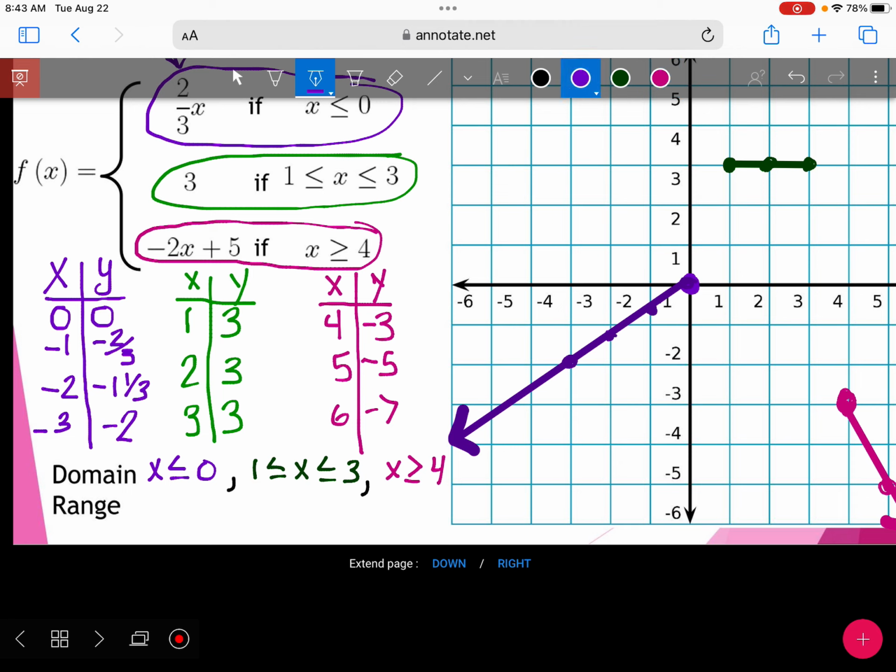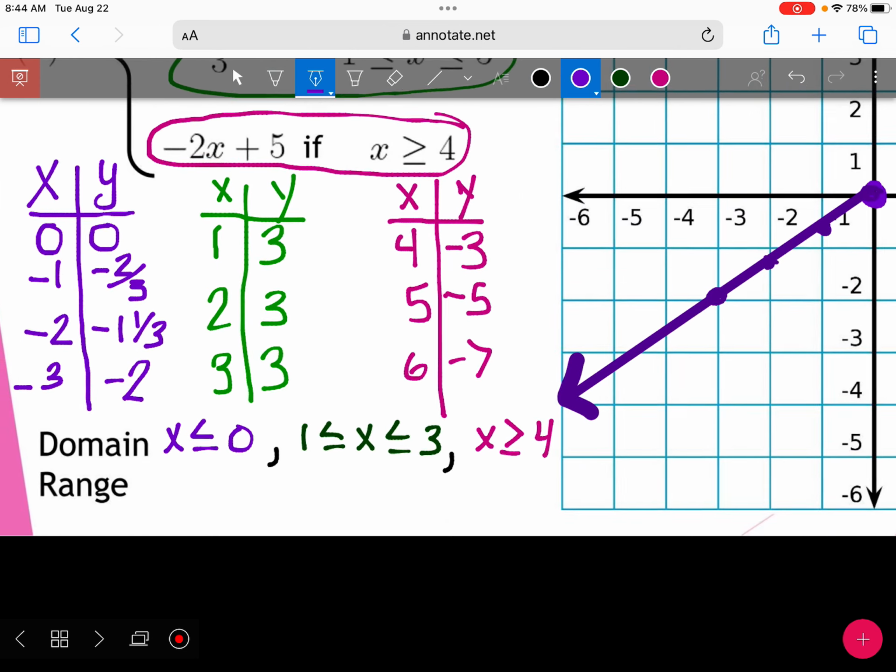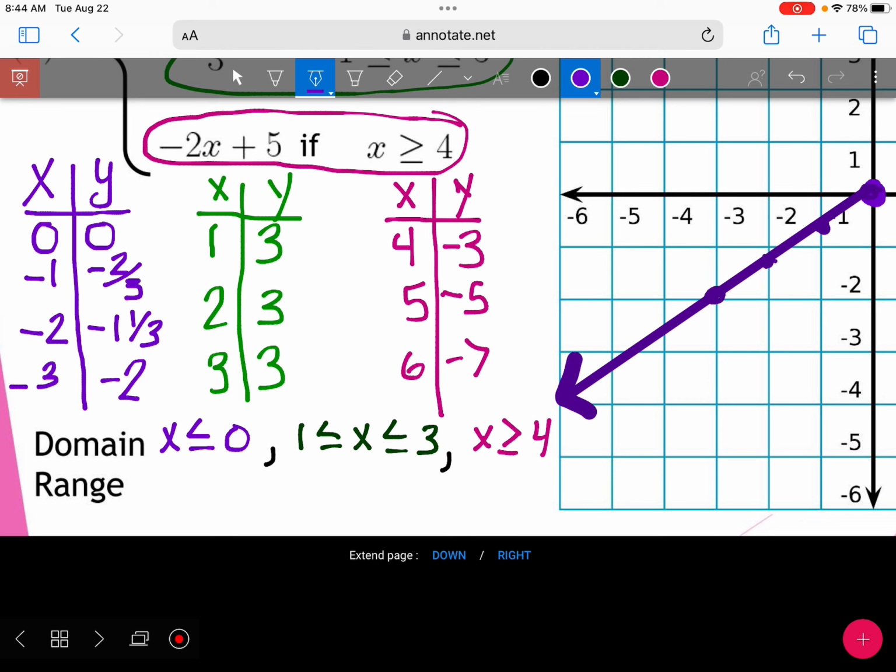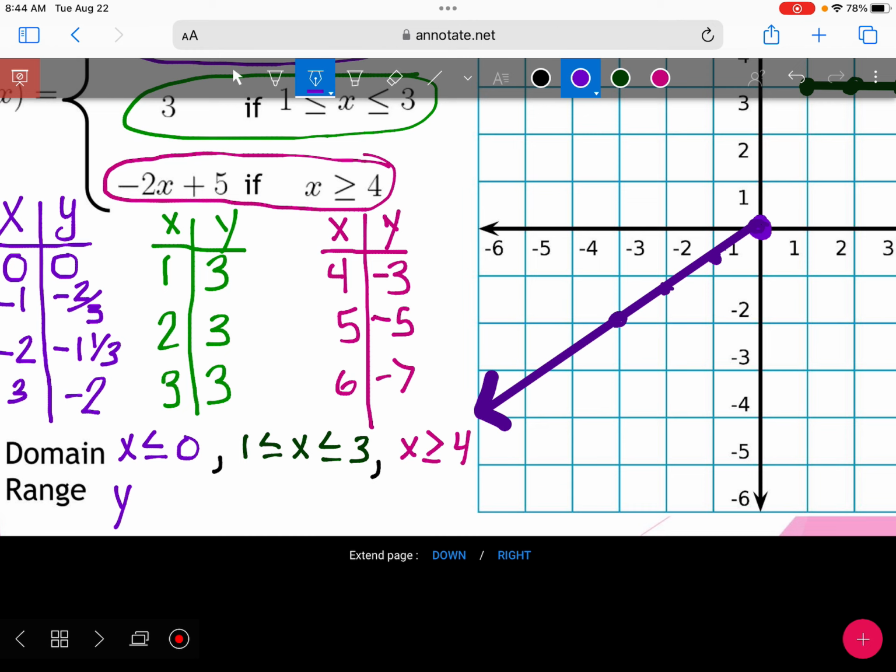When you're looking at your range, use the exact same pieces. So for the purple piece, I'm just going to look at it. What is the range? What is the rule for my y's for the purple piece? Are my y's bigger than or smaller than? Smaller than. So y is less than or equal to, what's the highest? 0. On my purple one.